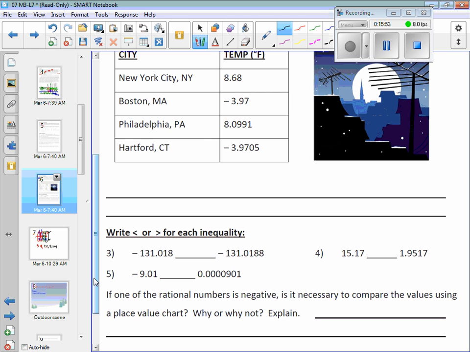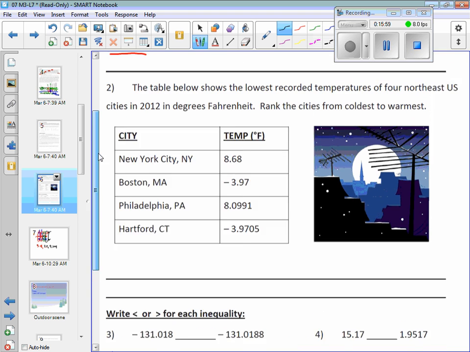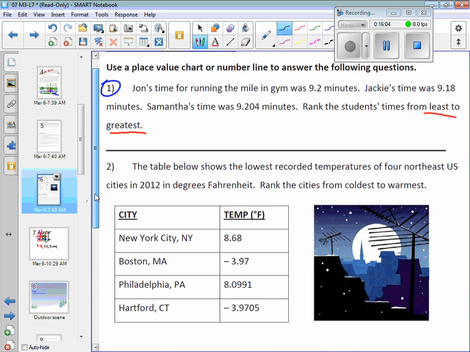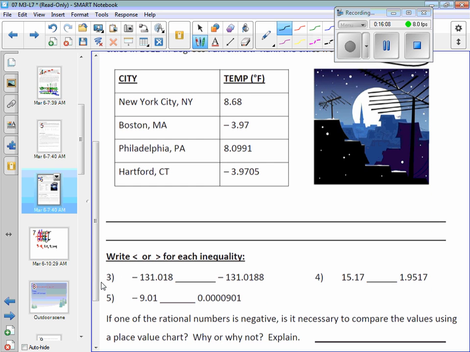Did you get a chance to do the cities? Yeah. Let's just do the answers, and if you need me to go over, I will. They want to, again, we have to go back and revisit. We want coldest to warmest. Well, what's the coldest? What's good about when you have negatives and positives in the same chart, I know that I can automatically eliminate my positives from my lowest. It's going to be one of these two numbers.